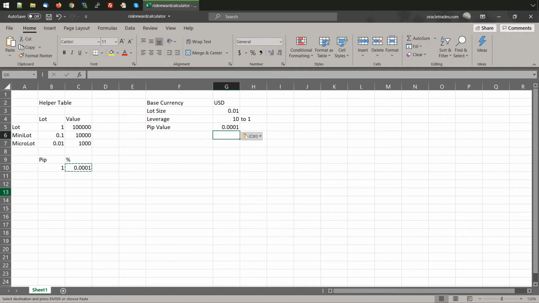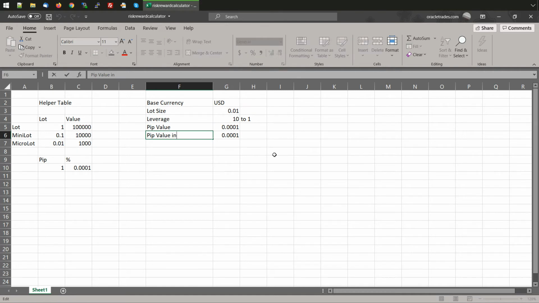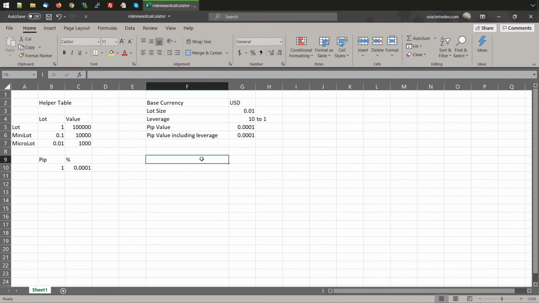Well, this now depends a lot on the trading pair. So we'll park this for a moment, but I want to make sure that we come up with our pip value including leverage. And this will be a dollar amount in our case, because we have a dollar account here. So let's park this for the moment. We don't know what that is yet, so that's a question mark.